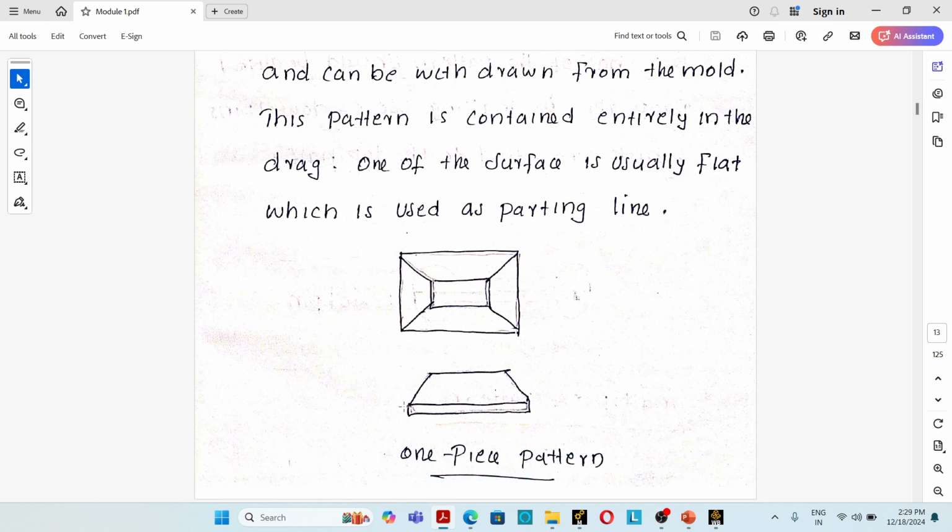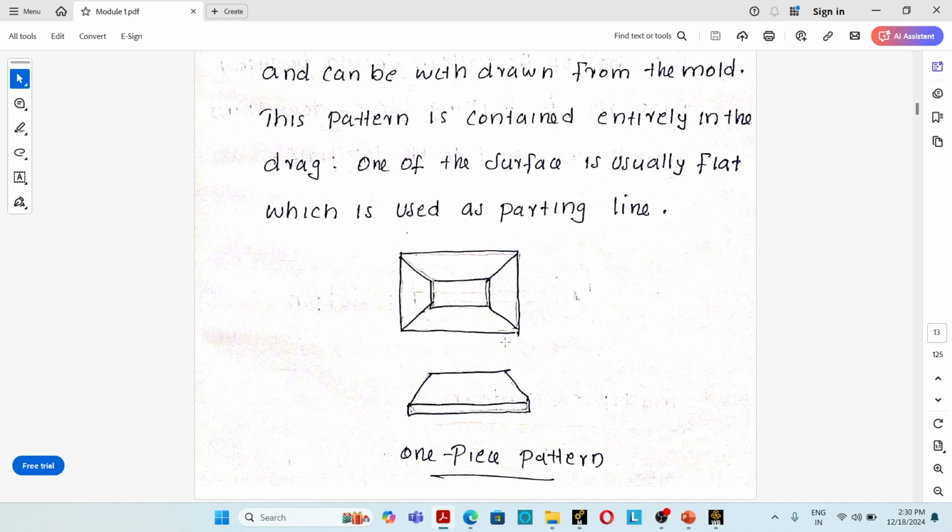In this type of pattern, the entire pattern is placed in the drag portion of the sand casting mold while the mold is being made. One surface of the pattern is flat, which will act as the parting line. Here you can see one example of a single piece pattern. A single piece pattern is used for small size products. It can be easily withdrawn from the sand casting mold.